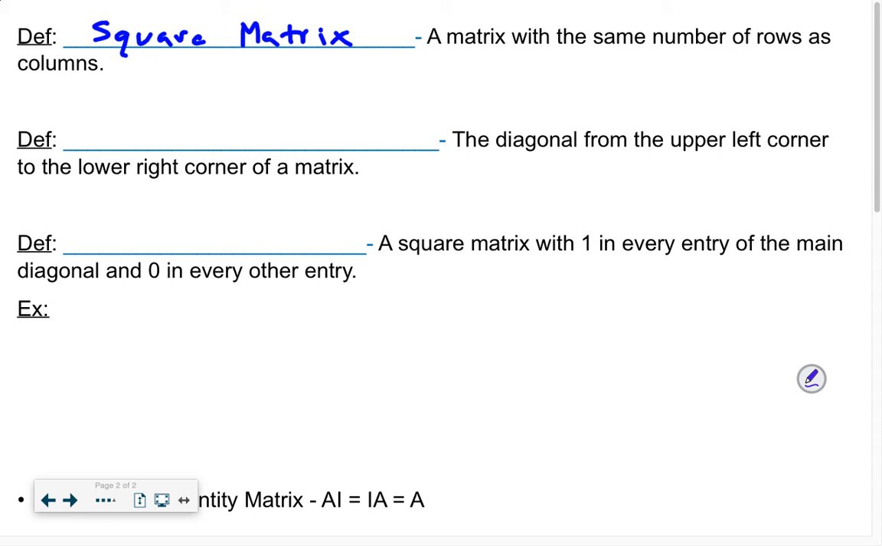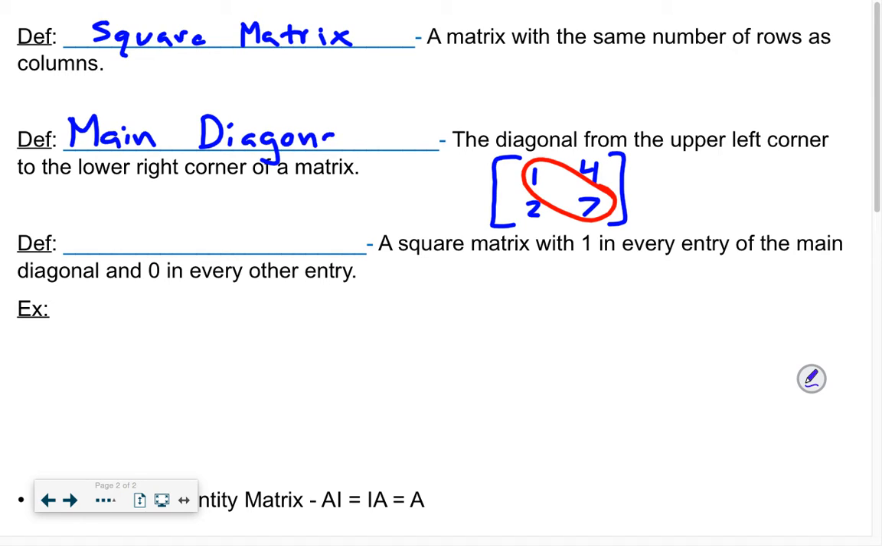The diagonal from the upper left-hand corner to the bottom right-hand corner of a square matrix. So the main diagonal would be the 1 and the 7. Okay? Main diagonal. I'm not overly concerned with that term, so if that's a little confusing to you, don't worry about it. A square matrix with 1 in every entry of the main diagonal and a 0 in every other one. That is called the identity matrix.